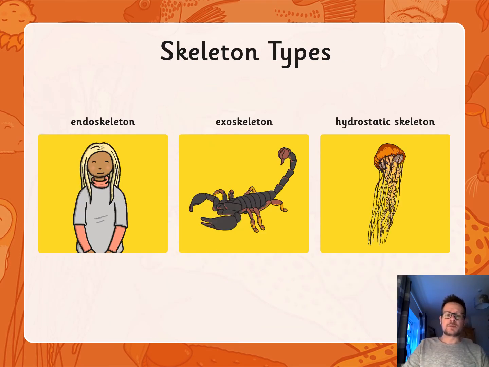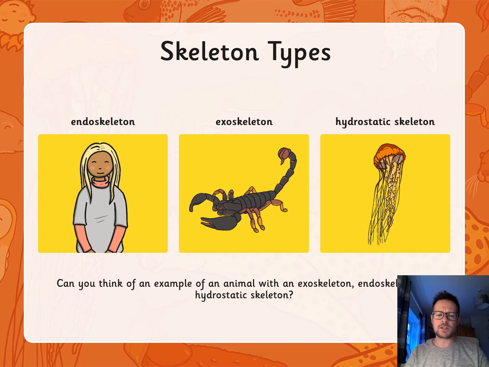So these are the three types of skeleton. We have endoskeletons, which is mammals, birds, fish, reptiles, human beings. We have exoskeletons, which is insects, and arachnids, arthropods, crabs, lobsters, things like that. And then we have hydrostatic skeletons, which are worms and octopuses, slugs, and snails. Although actually a snail has kind of an exoskeleton as well because it has a shell. So snails kind of have hydrostatic and exoskeletons, which is interesting.